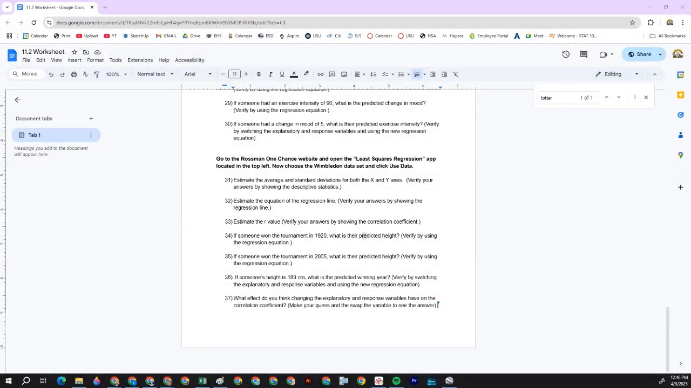So, 11.2 worksheet. We are going to be looking at a whole bunch of data sets.